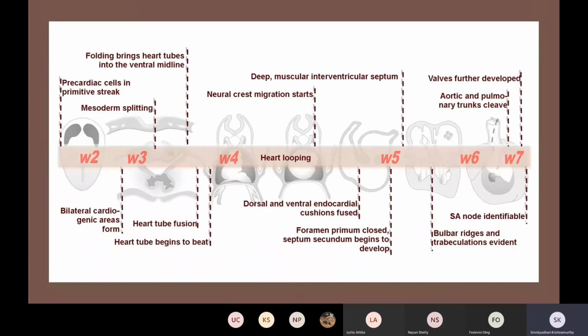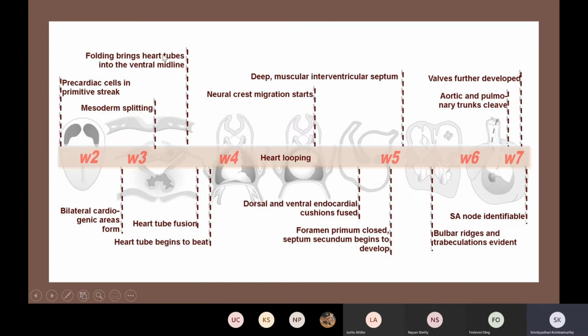So this is basically the time framework of what happens during the development of the heart. As you can see, by week one, straight away it starts off with some precardiac cells in the primitive streak. And then by about day 19, you can see that there are heart tubes.